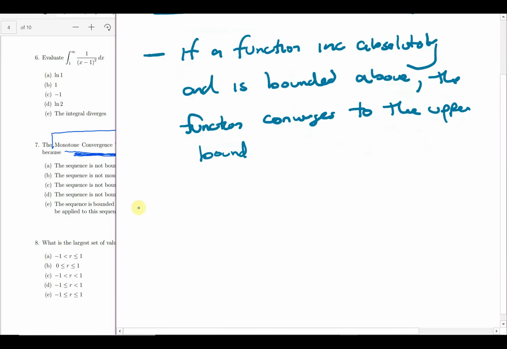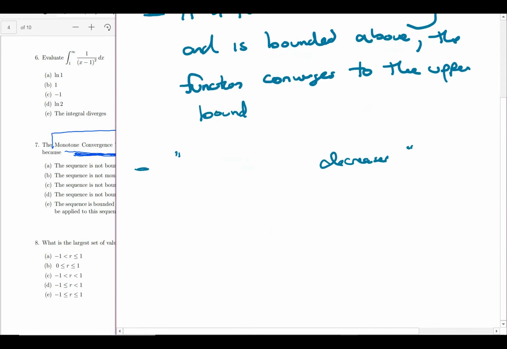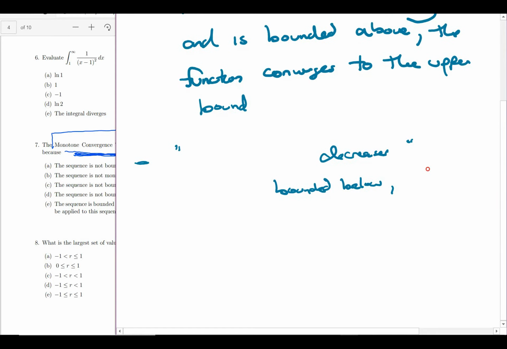And then vice versa, if a function decreases absolutely, and it's bounded below, then the function converges to the lower bound.